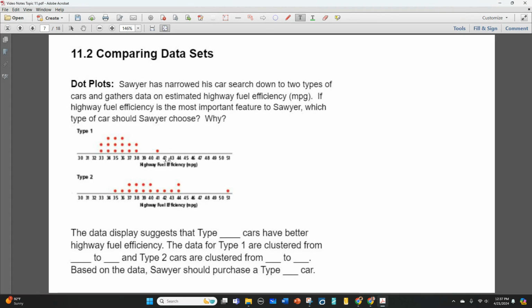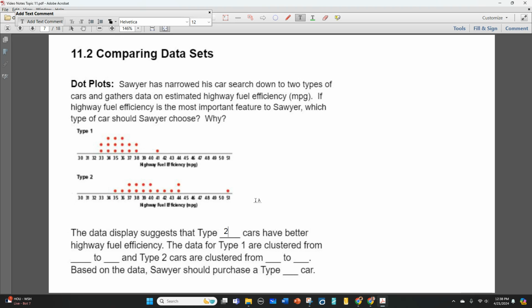Well, if we look at type 2 cars, right here, most of the data is at 37 and above. So most of those cars are getting at least 37 miles per gallon compared to type 1, which is more 33 to 37. So if we look at which one is best, we're going to say type 2 is better for highway fuel efficiency.